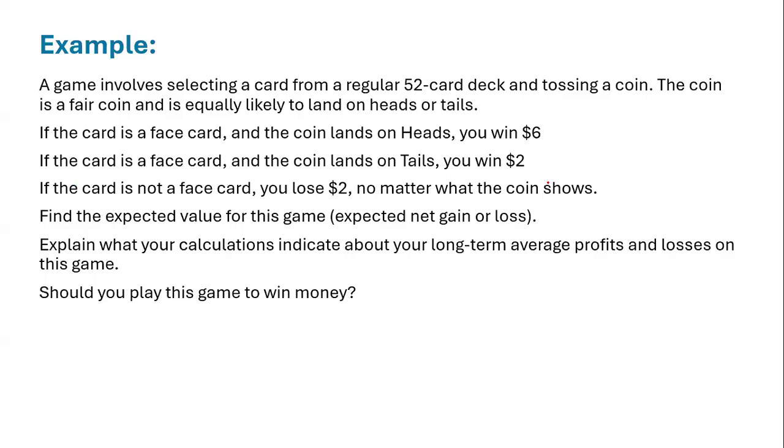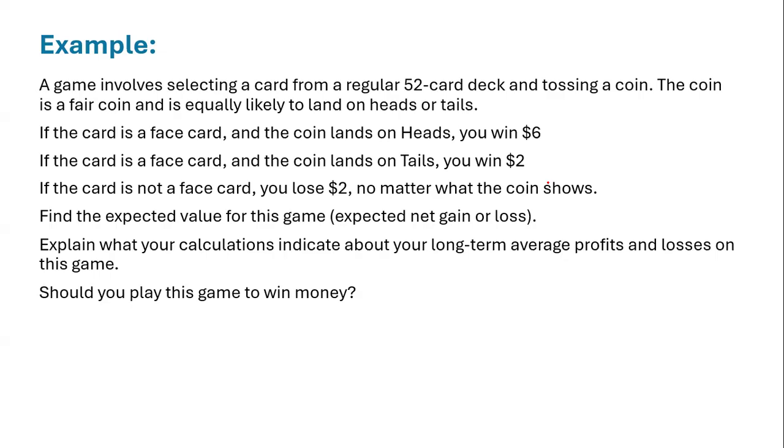Okay. And the last example says a game involves selecting a card from a regular 52 card deck and tossing a coin. The coin is a fair coin and is equally likely to land on heads or tails. It says if the card is a face card and the coin lands on head, you win $6. If the card is a face card and the coin lands on tails, you win $2. And if the card is not a face card, you lose $2, no matter what the coin shows. Find the expected value for this game.